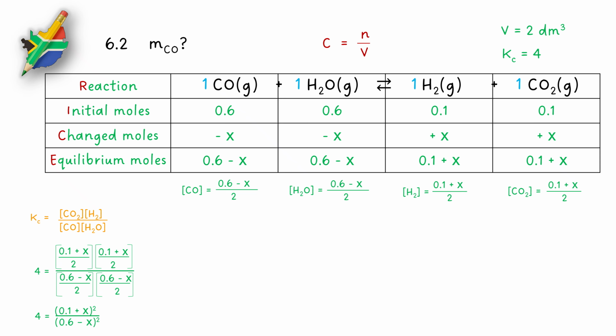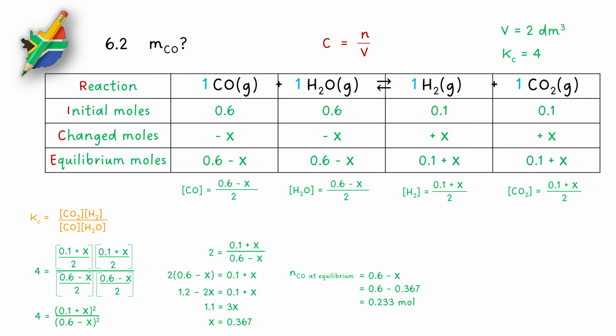The 2's in the denominators will cancel, and we can take the square root of each side. Then, getting rid of the denominator and multiplying out the bracket, we can solve for X, which is 0.367. Now, since the moles of carbon monoxide at equilibrium is 0.6 minus X, we can substitute in the value of X, and we get 0.233 moles of carbon monoxide present at equilibrium.